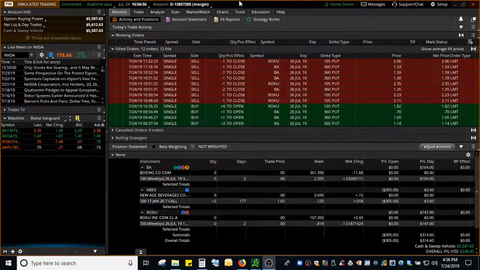So that's just the way it is. Sometimes it happens. So I told myself today I was going to paper trade, and of course today it worked out just fine. So before I get into today's trades, let me just show you a couple things on here.